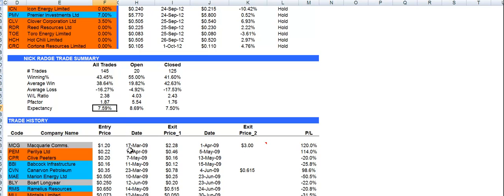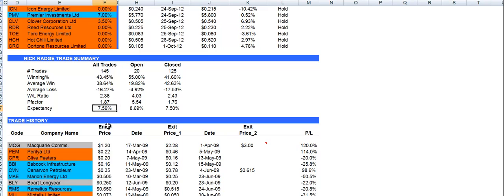Now, winning percentage a little bit low at the moment, 43.5%, and that's because the market has been range bound. But had we had this conversation back in early 2007, that winning percentage would have been up at around 60%. So look, it swings around. The pendulum moves one way, back the other way. At the moment, it's obviously not particularly strong, but we still have a very, very good expectancy.